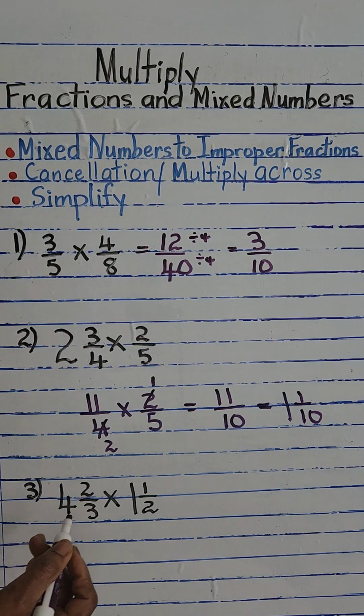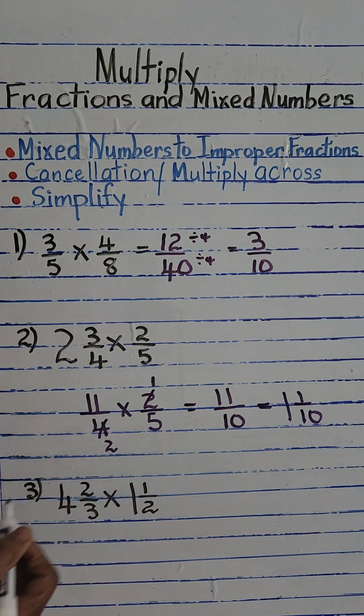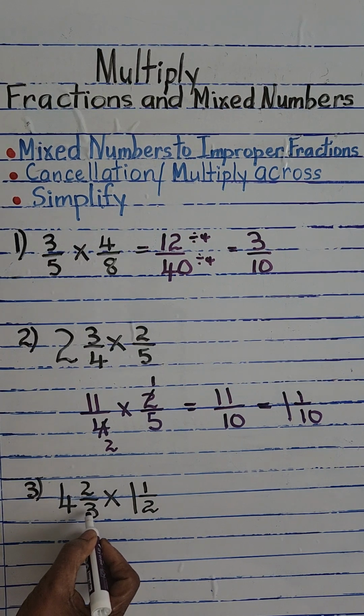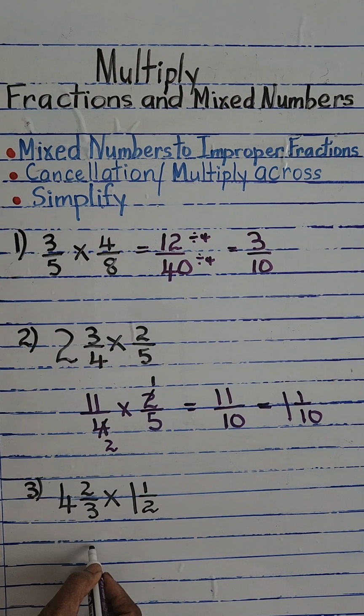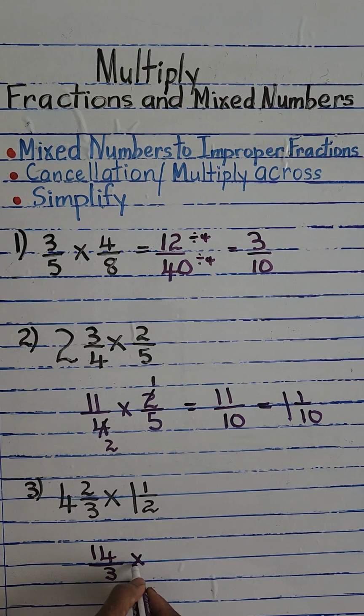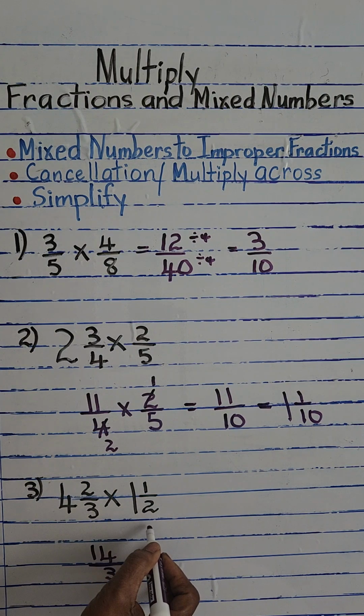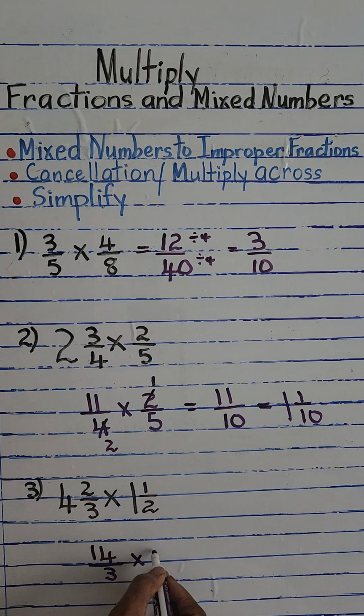Next, change the mixed number to an improper fraction. 3 times 4, 12. And 2, 14. Over 3 times 2 times 2. 2 times 1 is 2. And 1, 3 over 2.